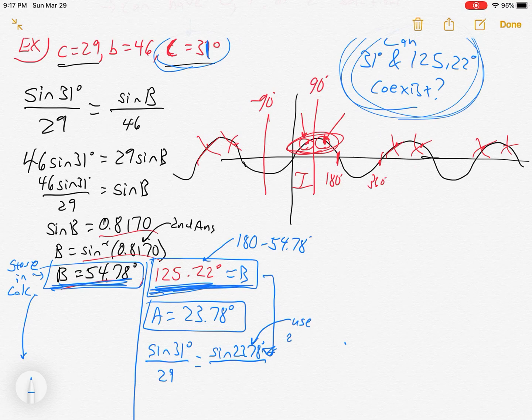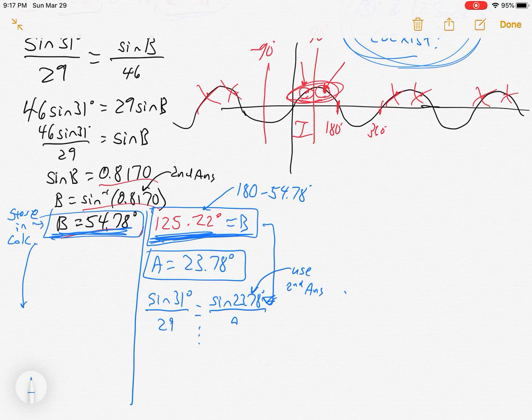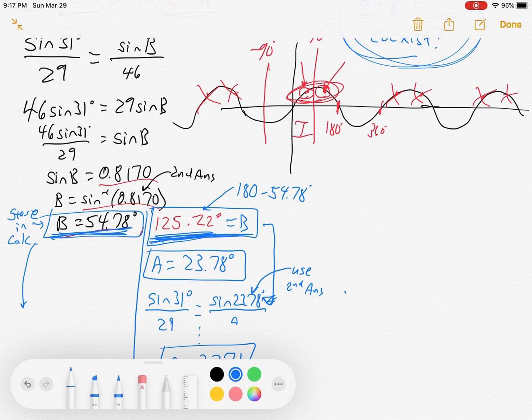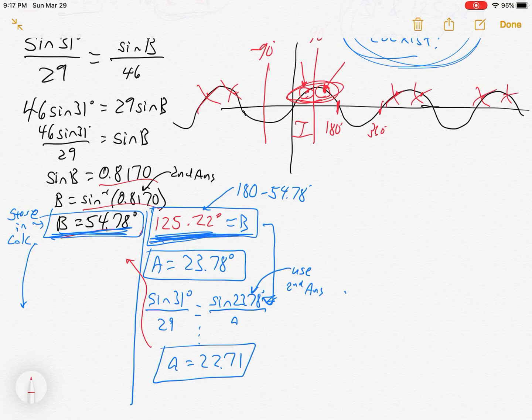Use second answer over A. And I'll let you do that, but you should get exactly, oh, I can hardly read this, 22.71. Let me know if I'm wrong about that. Over here, now you come up here, and this is where it's nice if you stowed this number in, because you have the exact one; 54.78 is not exactly right. A does turn out to be 94.22, box that.